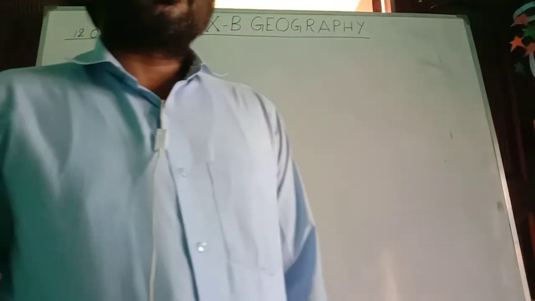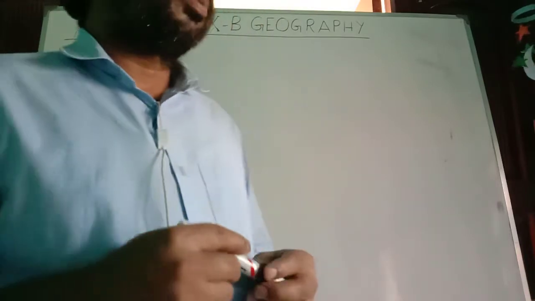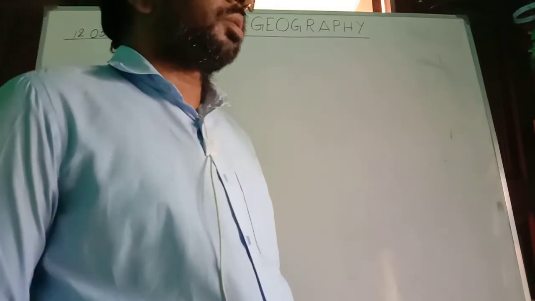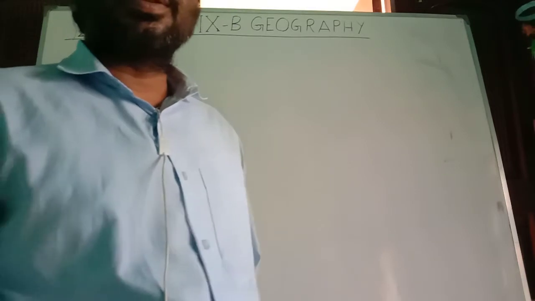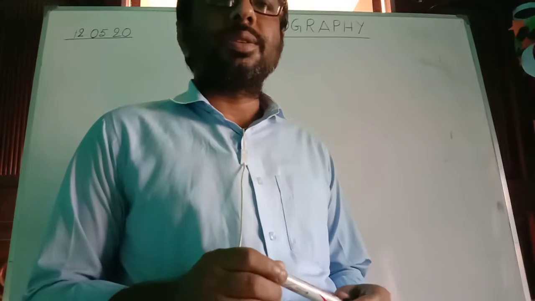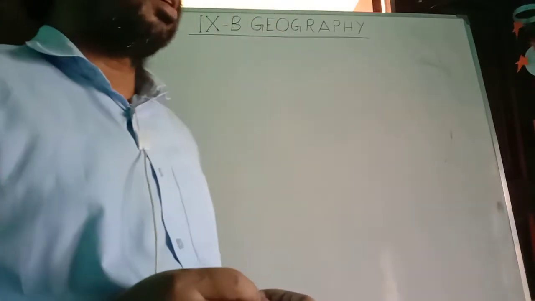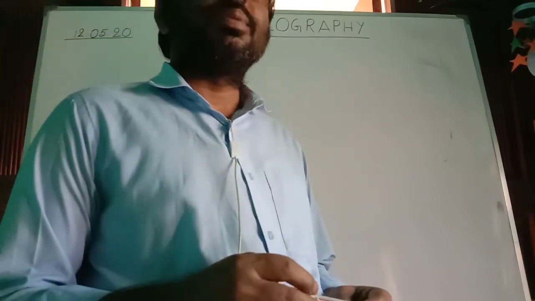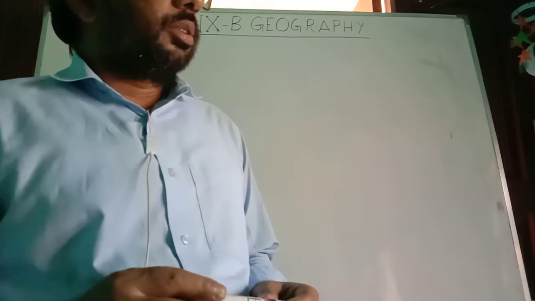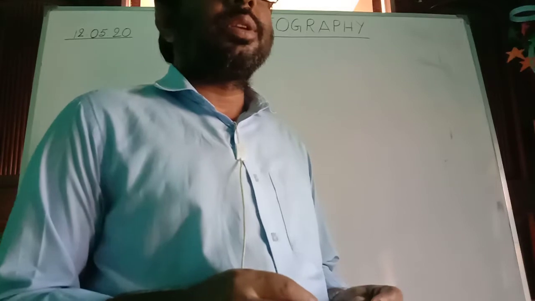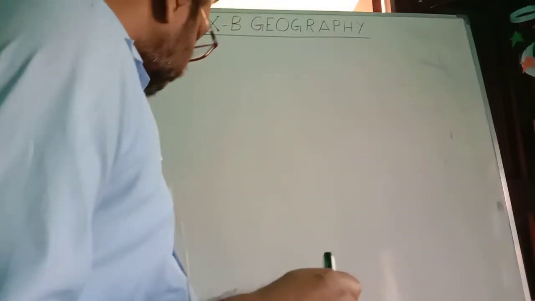Good morning, students. In this period of geography, we are seeing the revolution of the earth. In the last class, we saw inclination and tilt of the earth. The earth is inclined by 66.5 degrees. It is not perpendicular, so it is tilted by 23.5 degrees. 66.5 degrees became the angle of inclination and 23.5 degrees is the angle of tilt.